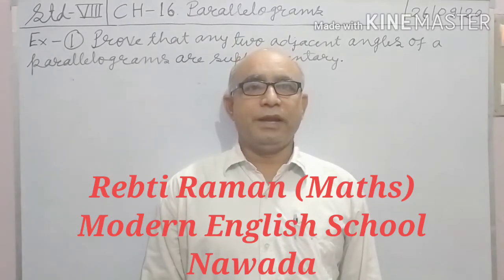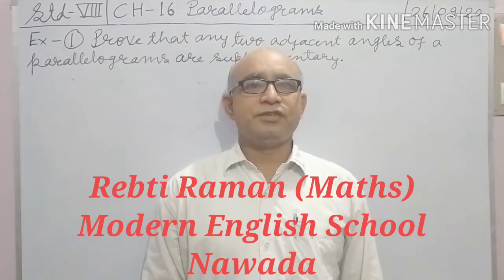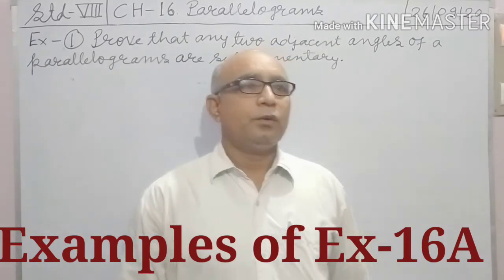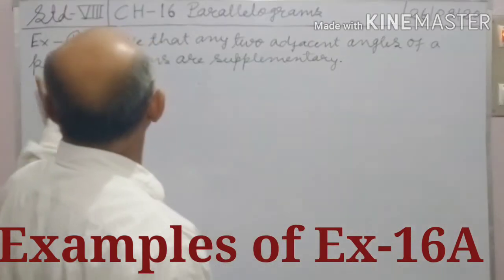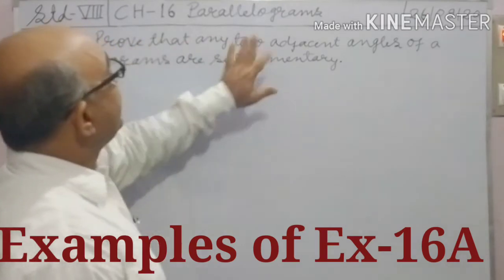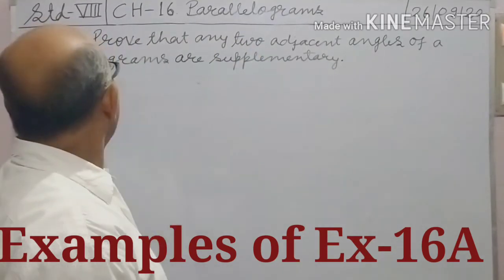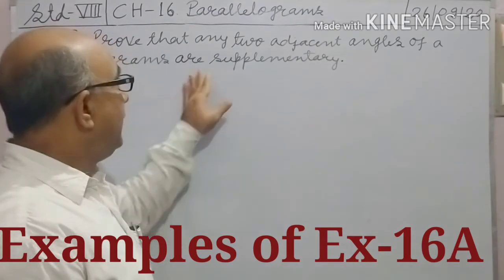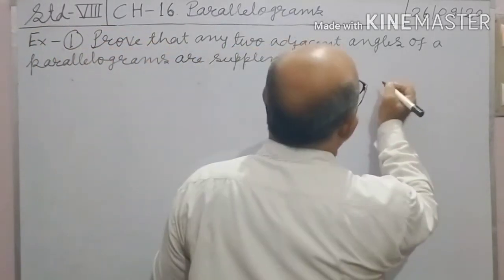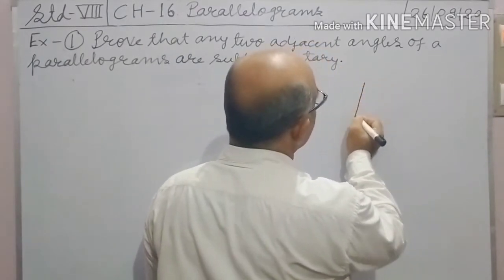Students, today I shall solve examples of exercise 16A. One question is written here. Example 1. Prove that any two adjacent angles of a parallelogram are supplementary. So, let ABCD be a parallelogram.